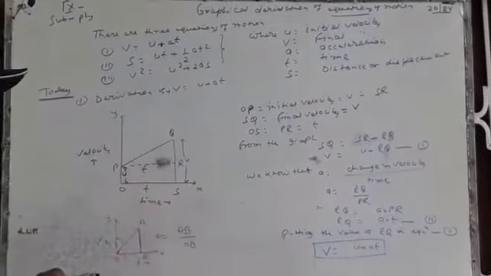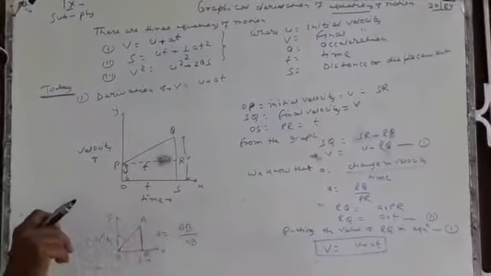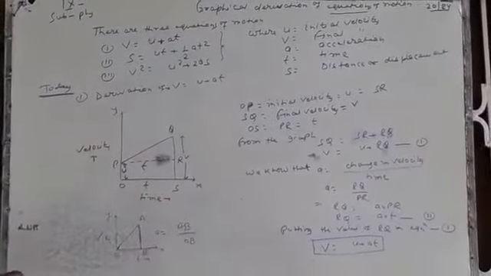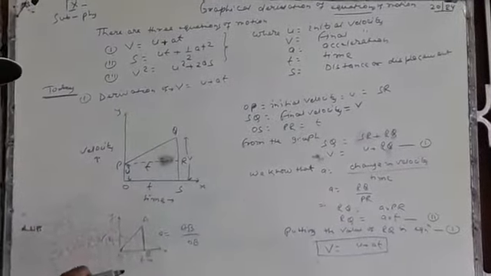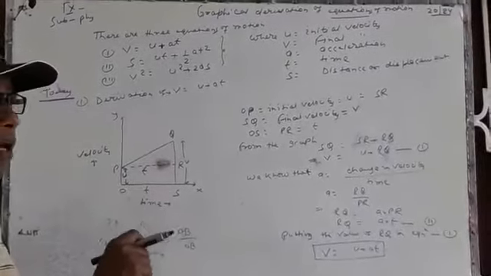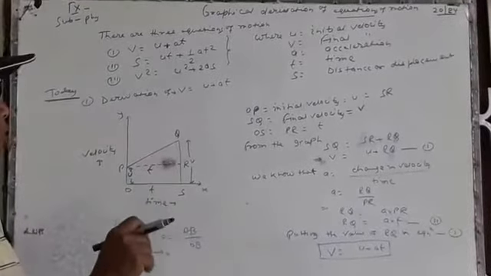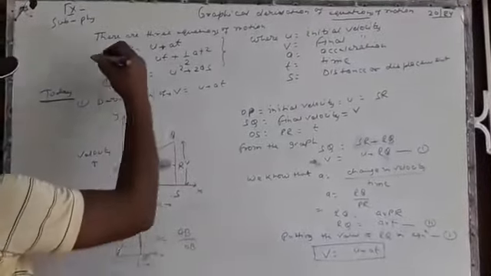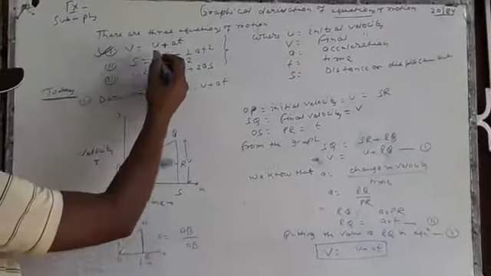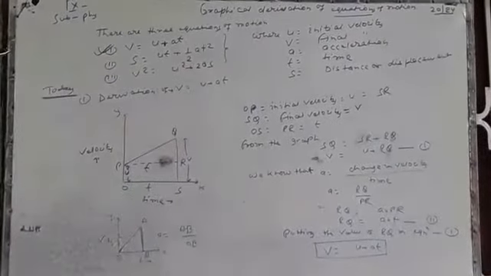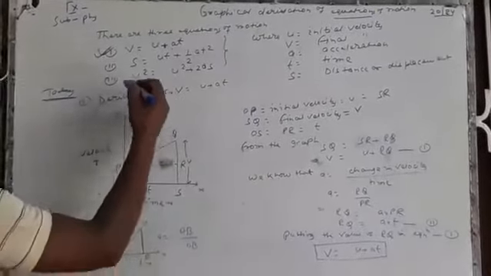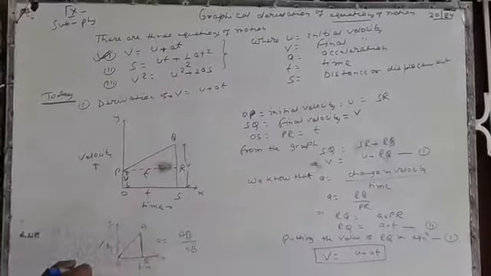Okay. Now how to derive these equations of motion graphically? This means the graphical method to derive these equations of motion. I will explain one by one. First of all, I have to derive the first equation of motion, v equal to u plus at. You have to take the help of a graph to derive the formula v equal to u plus at.